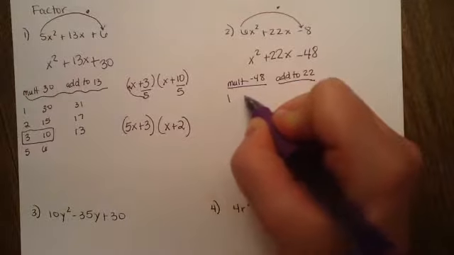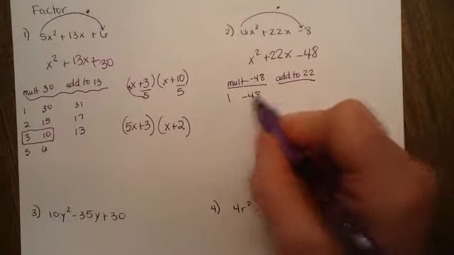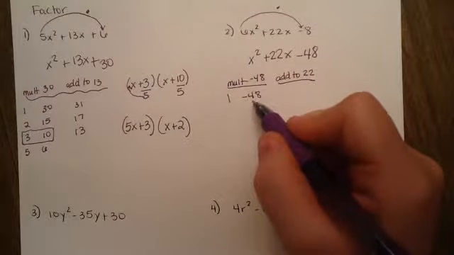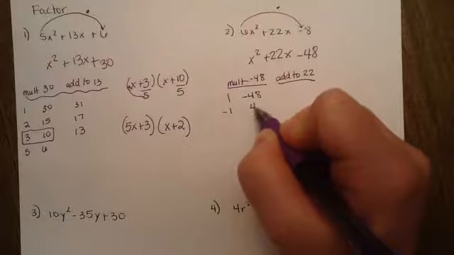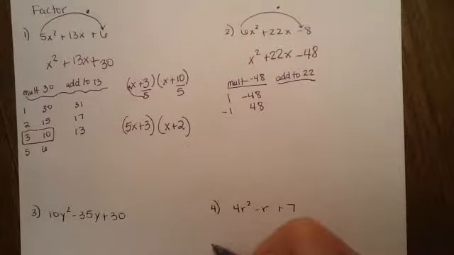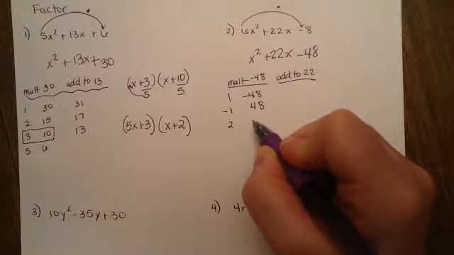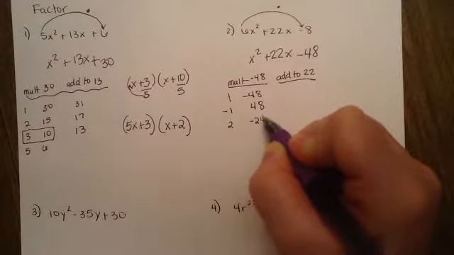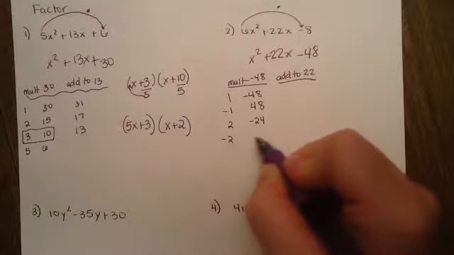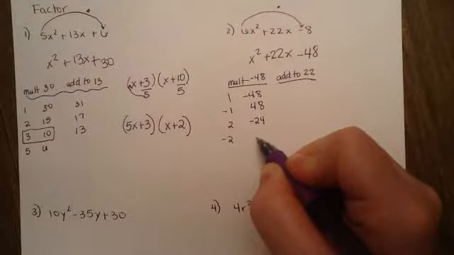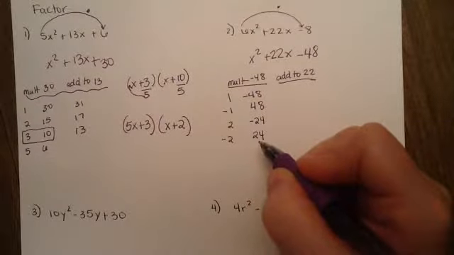So I have 1 and negative 48. Remember, one has to be negative. If they multiply, it'd be negative. Switch those around. Negative 1, positive 48. 2 and negative 24. Switch the sign. Negative 2 and positive 24. Anything look like it's adding to 22 yet?